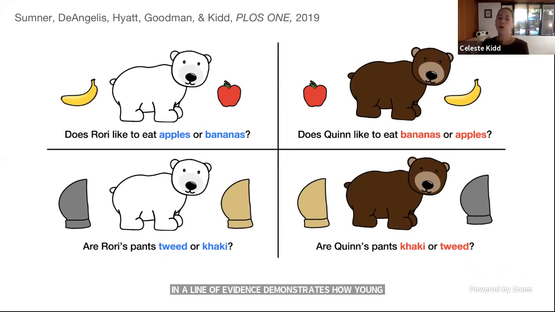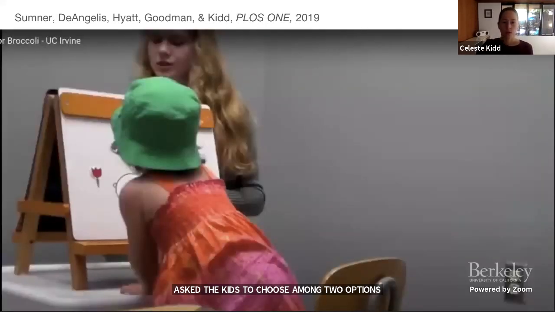I want to show you just one more example from a study led by Emily Sumner and Erica DeAngelis that we did a few years ago. How we did this study is we asked kids to choose among two options in several different games that we made up. I'm going to show you a video, and what I want you to do is see if you can spot the regularities in how this two-year-old is responding.